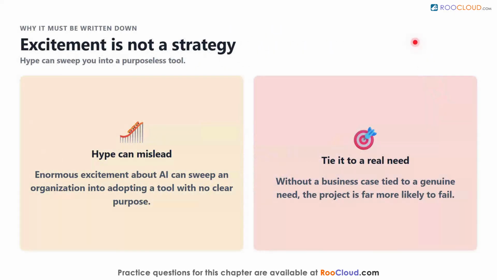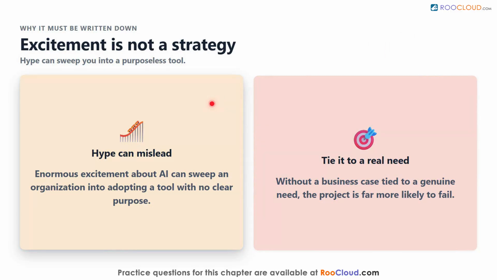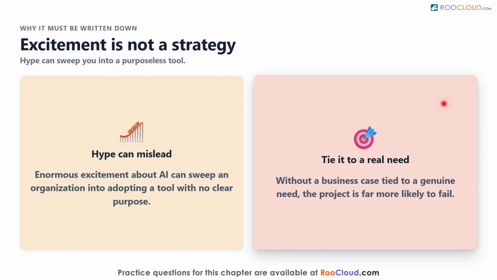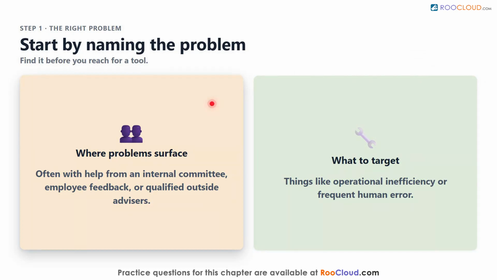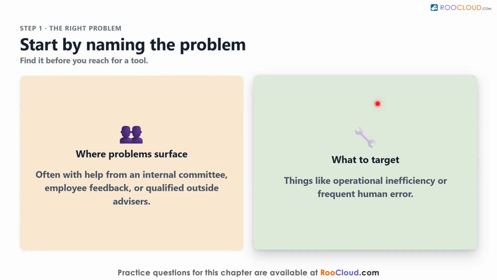Writing this down matters more than it might seem. There is enormous excitement about what AI can do, and that excitement can sweep an organization into adopting a tool with no clear purpose. Without a business case tied to a genuine need, the project is far more likely to fail. So the first real step is identifying the right problem, often with help from an internal committee, employee feedback, or qualified outside advisors, focusing on things like operational inefficiency or frequent human error.